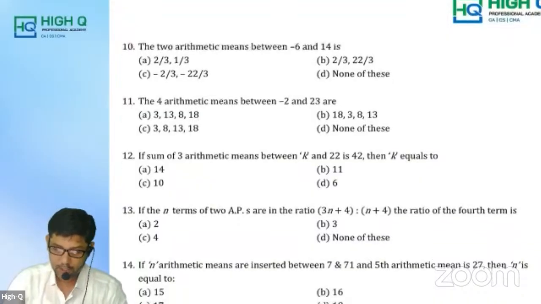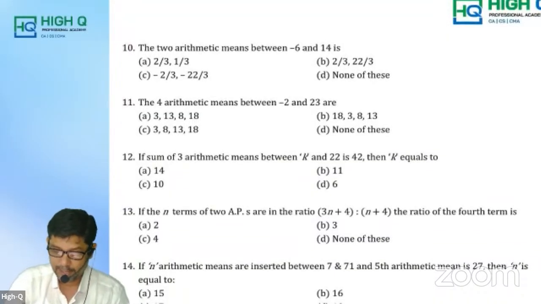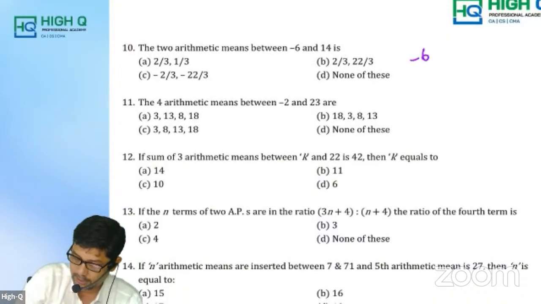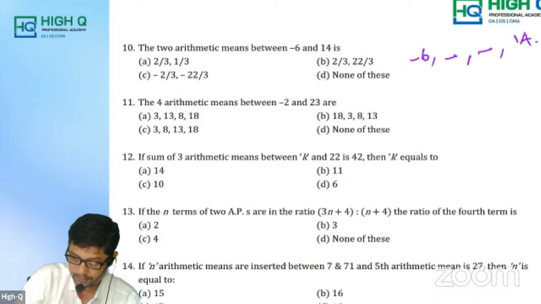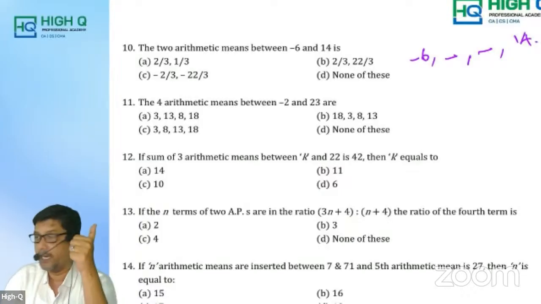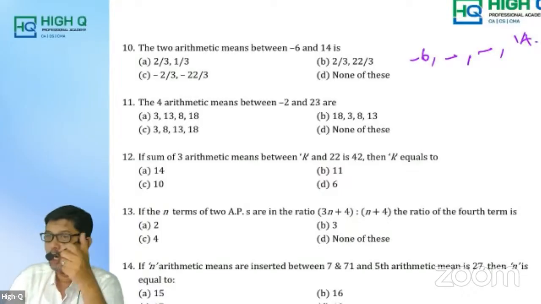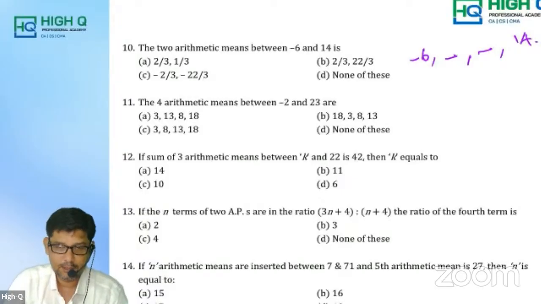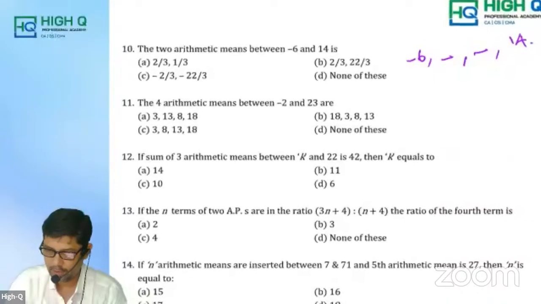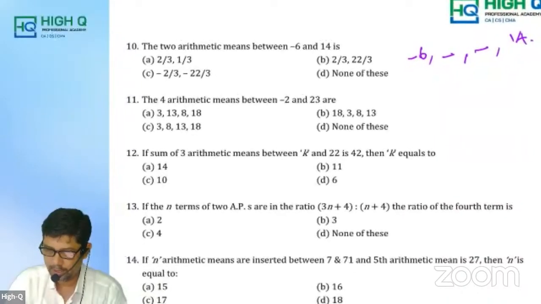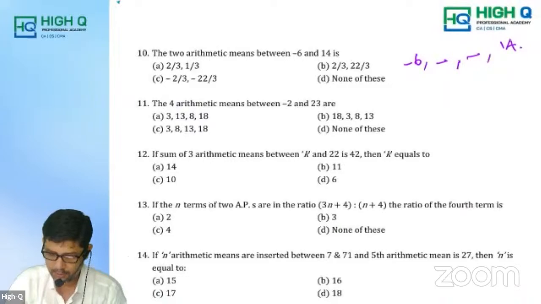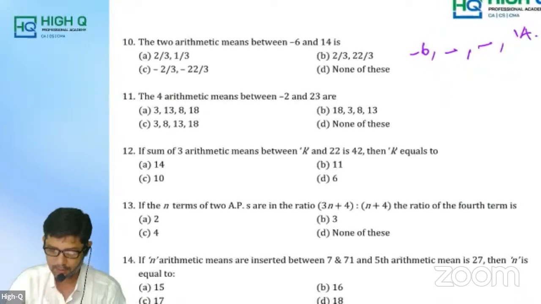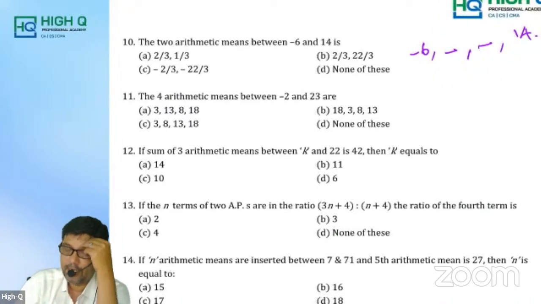Now, the two arithmetic means between minus 6 and 14. Look at this, minus 6, two arithmetic means I want, and 14. I can do it directly also, but there are options in fraction. Someone says the screen is not fully visible. Guys, is the screen visible? Mohan is saying the screen is not fully visible. Okay, fine. Minus 6, dash, dash, 14.